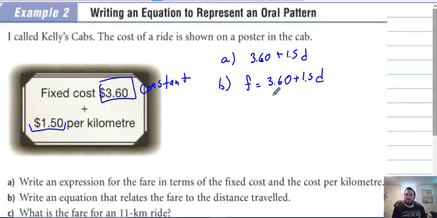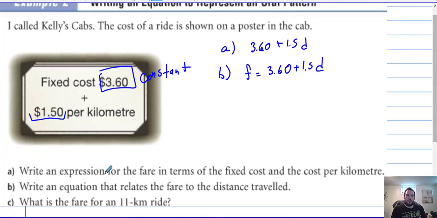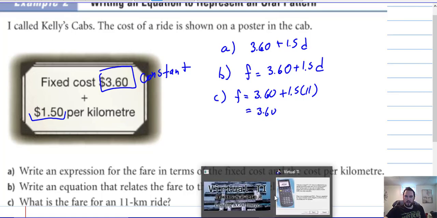Or in other words, $3.60 is my constant. It's the thing that doesn't change. And then we're going to add to it $1.50 per kilometer driven. And the reason for doing this is question C. It now gives us a question that says, now that I know this equation, make a prediction for how much it's going to cost if I want to take an 11-kilometer cab ride. So the fare is going to be equal to $3.60 plus 1.5 times 11. So that's $3.60. And let me grab my calculator here.